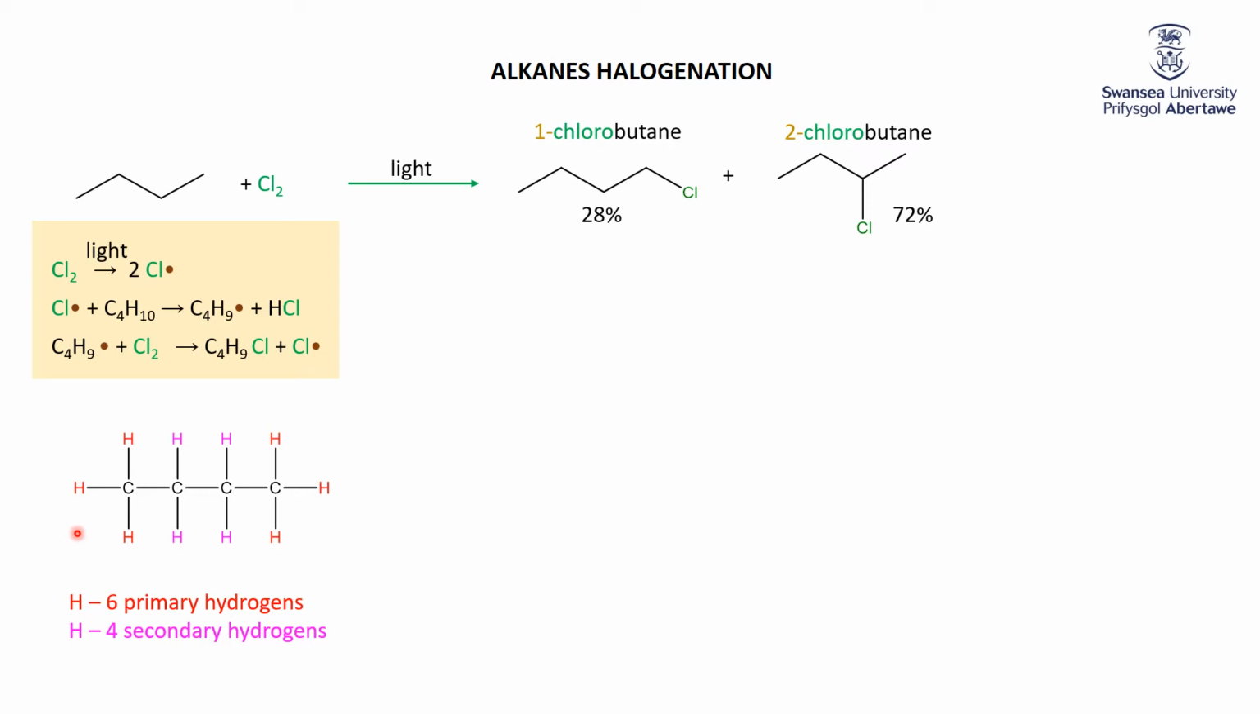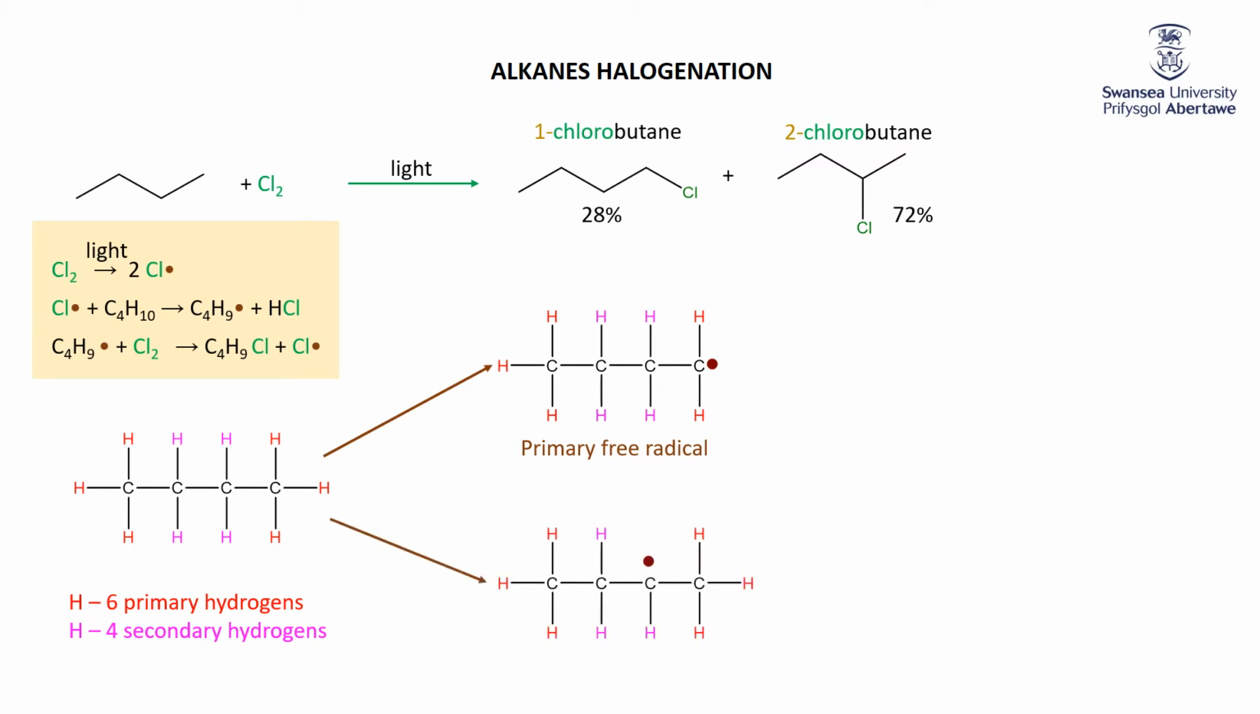So now when we make our free radical, chlorine comes in and grabs itself a hydrogen. It can grab one of the primary hydrogens, making a primary free radical. Again, I've drawn it with this one. I could have taken that one, or that one, or that one, or that one, or that one. All 6 of those red ones are identical. Alternatively, chlorine coming into a butane molecule can take one of the pink ones, one of the secondary hydrogens, making a secondary free radical.